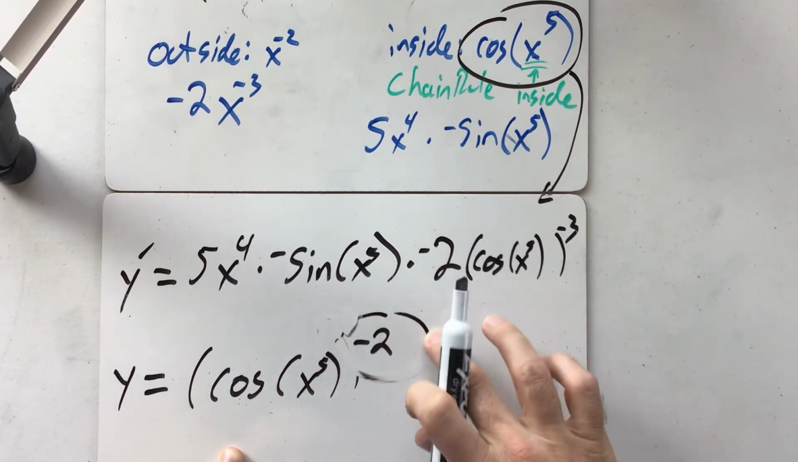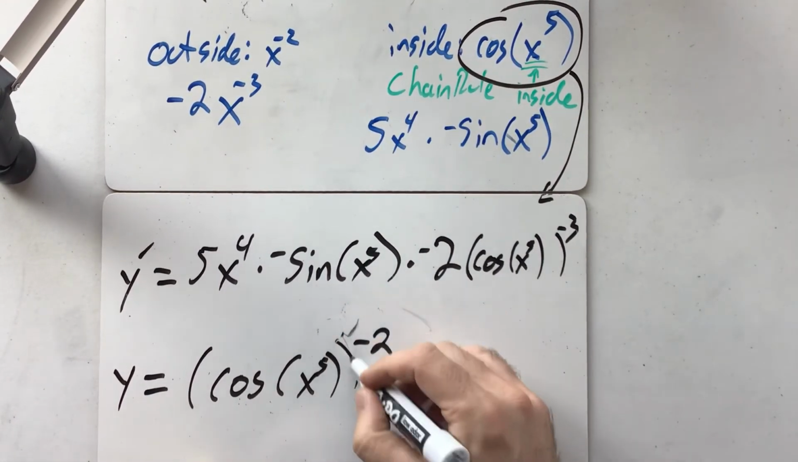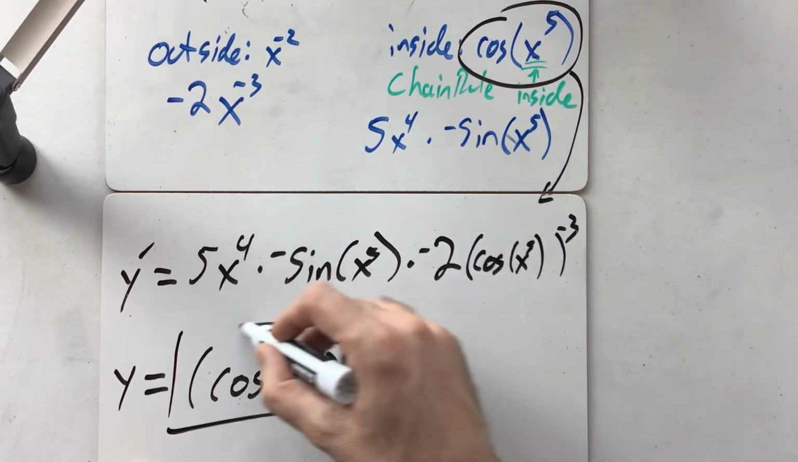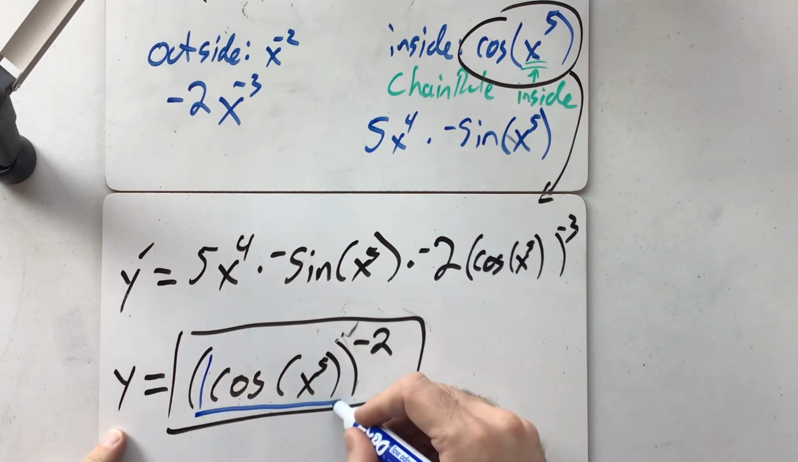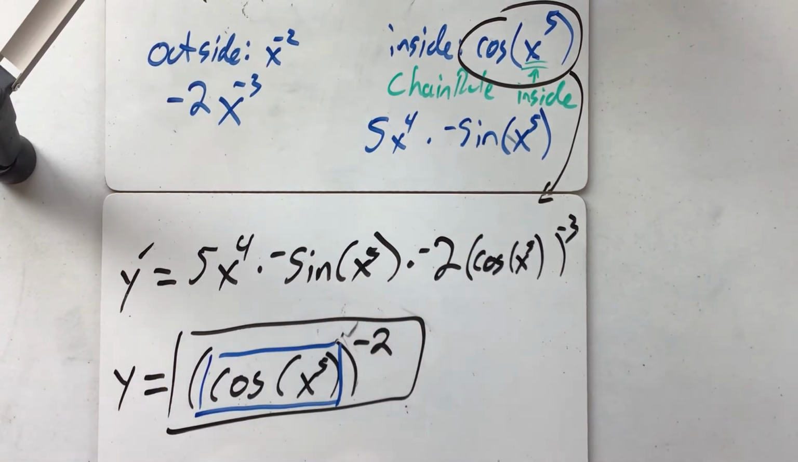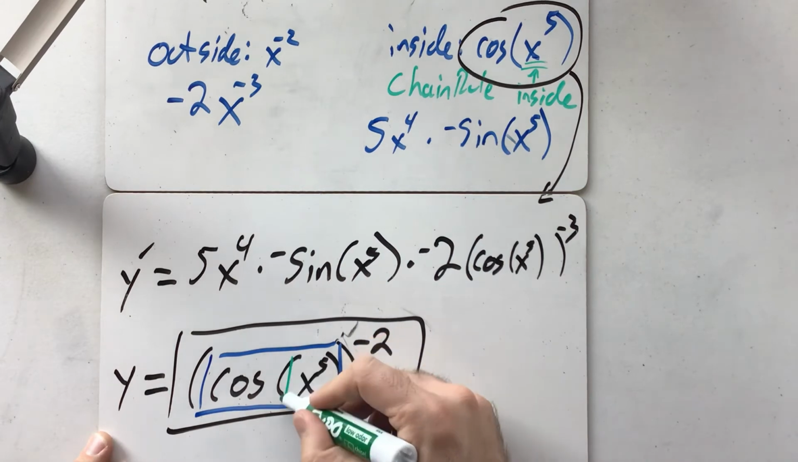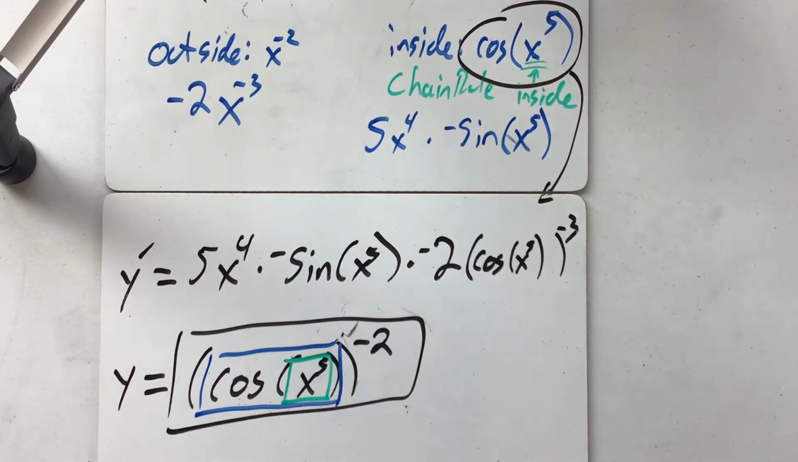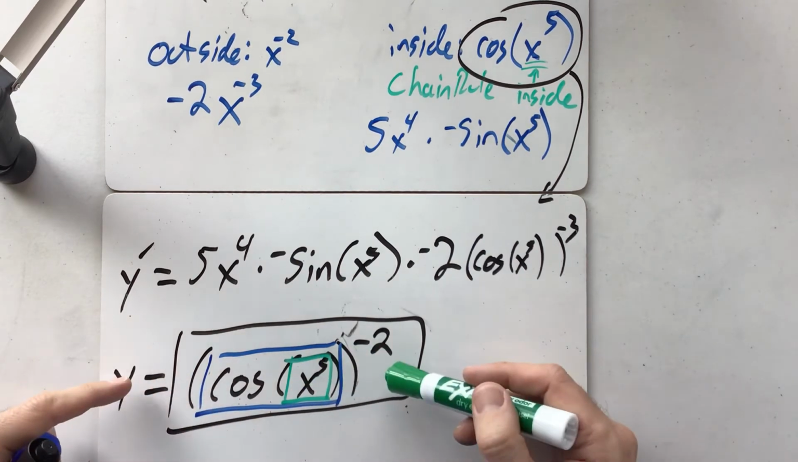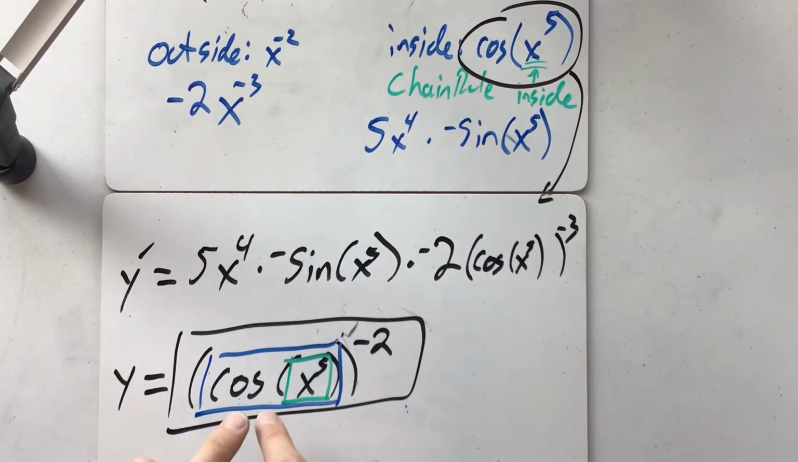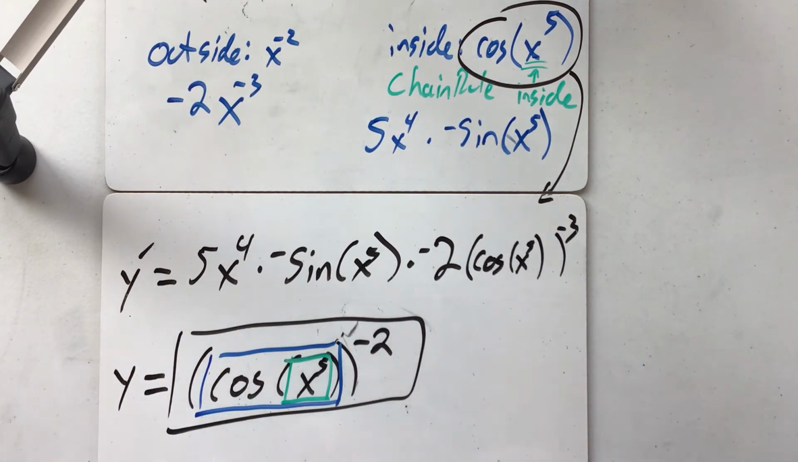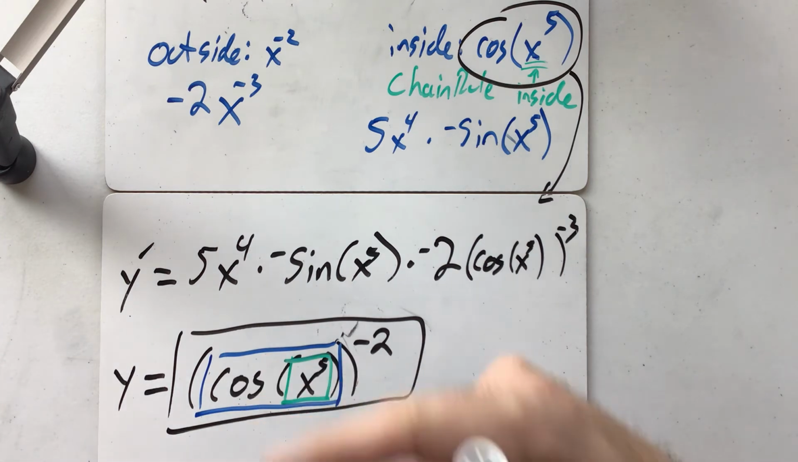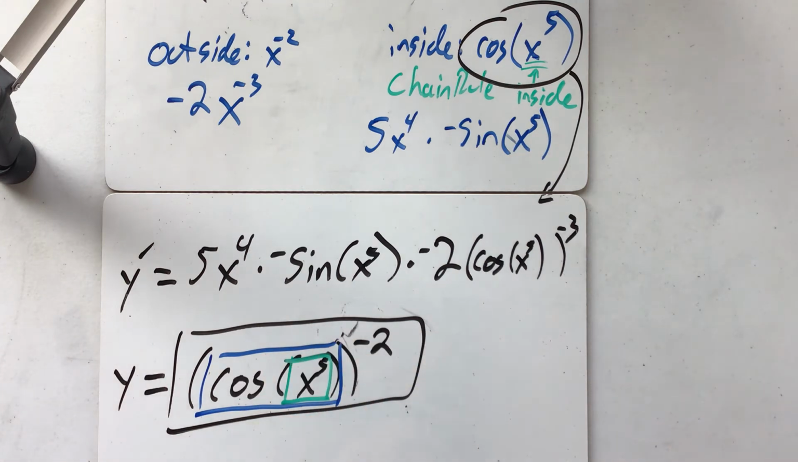Tell you what, let's not write it like that. So we have our outside, which is the whole piece, and then we had our inside, which is that piece, and then we had our inside, which is that piece. And so what you can see is that we've got an x to the fifth inside of a cosine inside of a negative 2. And you can imagine that we could keep nesting functions inside of functions for as long as we wanted. So we could have something inside of something inside of something inside of something. It kind of makes you think of Inception.